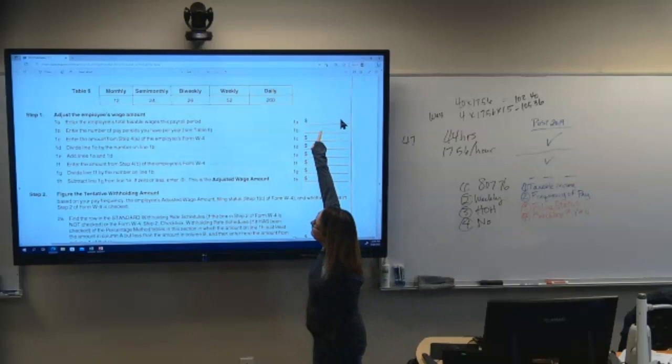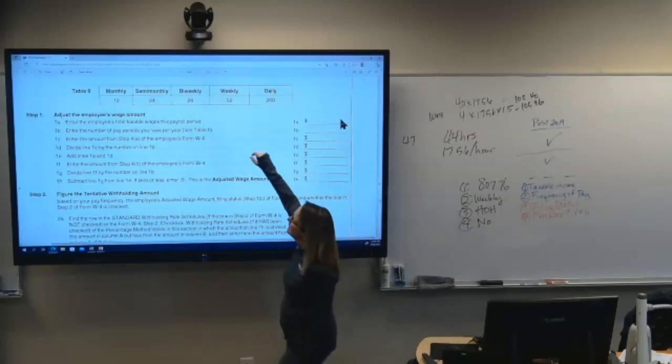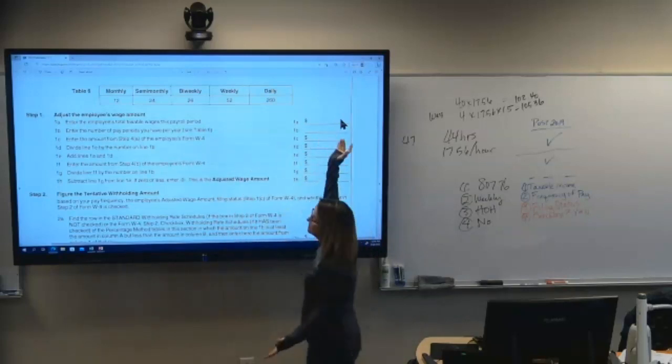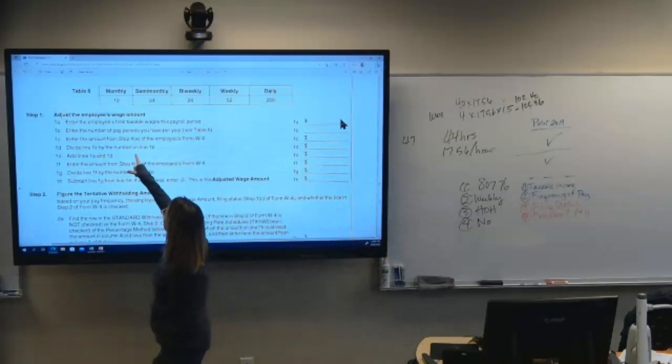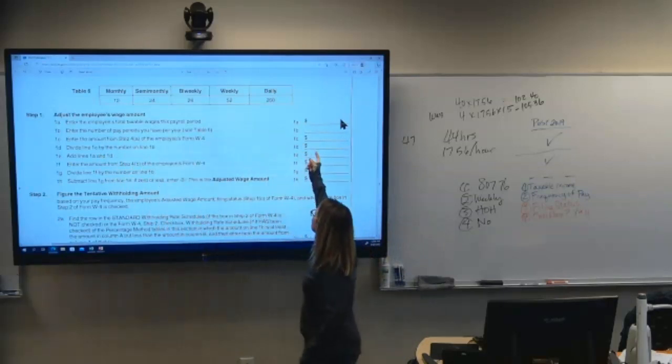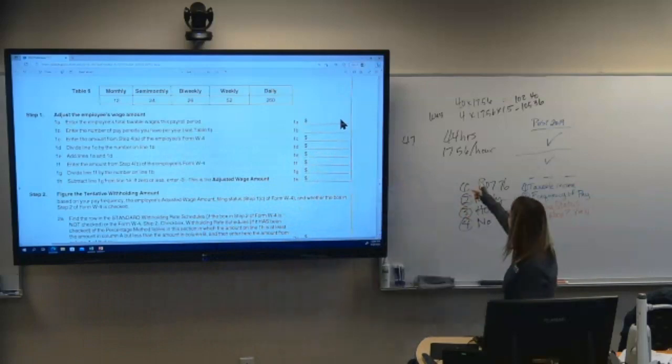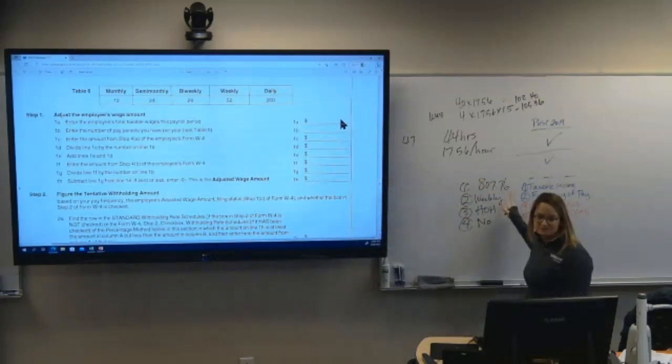So you'll see, enter number of pay periods you have per year, 52. Enter the amount from step 4A, 0. We don't have anything in our step 4A. Divide line 1C by the number on line 1B. So we're getting right back to our 807.76. So it says, okay, give me 807.76, multiply it by 52. Now divide it by 52. Same thing.